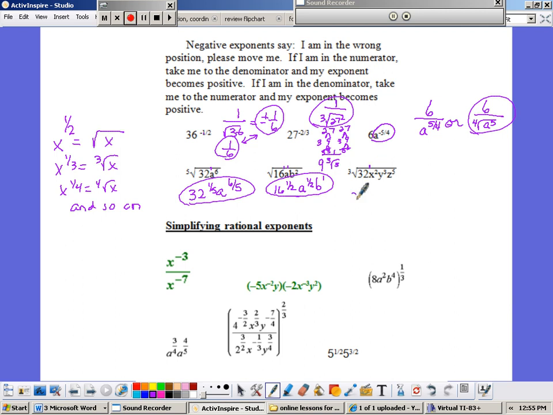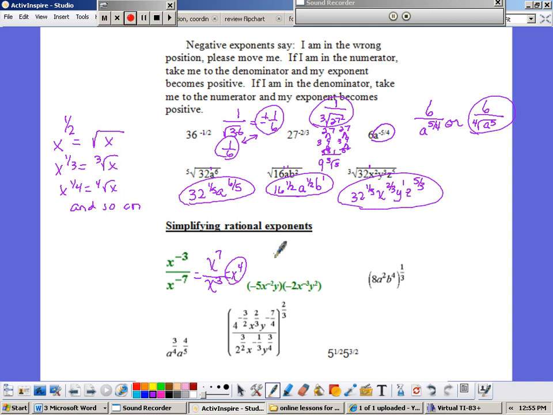Little 1, 32 to the 3rd, x to the 2/3, y to the 3/3, which is 1, z to the 5/3. Now remember, we're just practicing moving things into the right position and doing them. Okay, x to the 7th goes to the top, x to the 3rd goes to the bottom. 7 x's on the top and 3 x's on the bottom gives me x to the 4th.